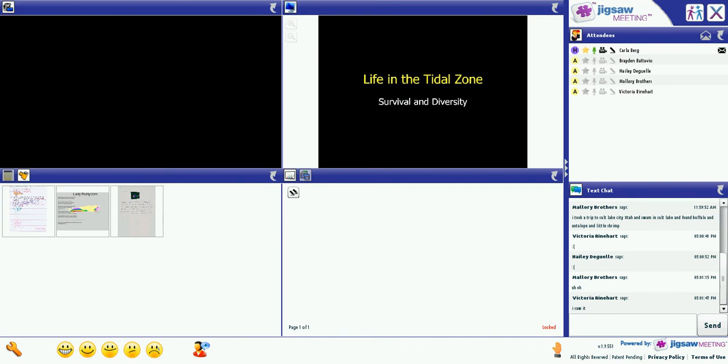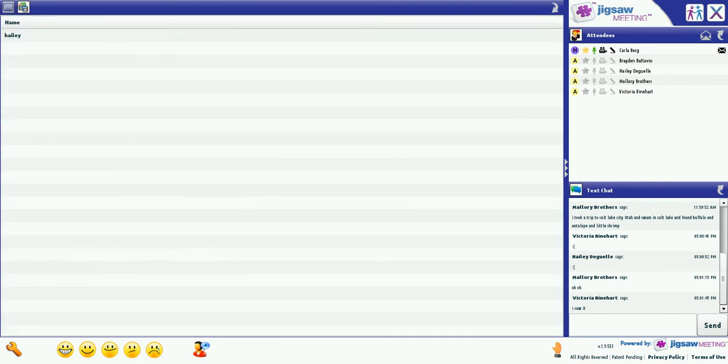Look at your whiteboard. Right above your whiteboard, there is a purple toolbar. On the purple toolbar, there is an icon. The second icon says Applications. Click that.